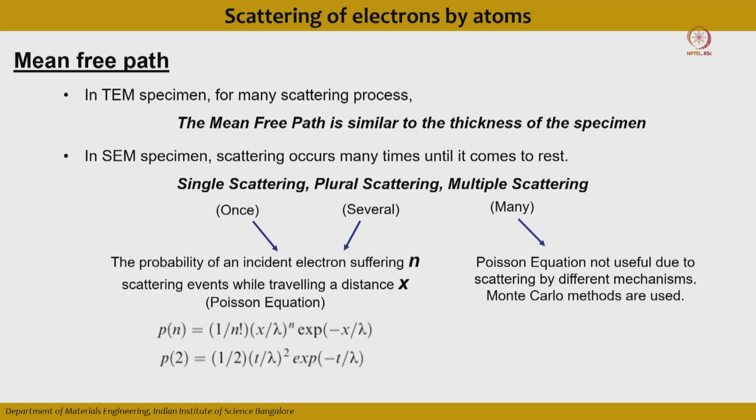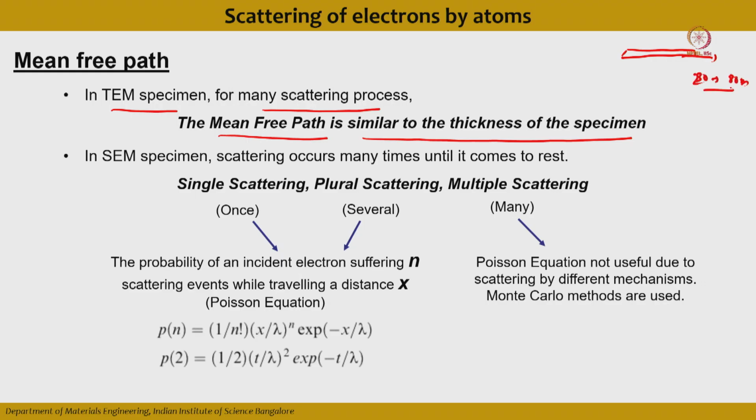scattering events. A little bit more about mean free path. It is different for TEM and SEM specimens. In TEM specimens, for many scattering processes, the mean free path is similar to the thickness of the specimen, because TEM samples are electron transparent and the thickness ranges from 20 nanometers to 80 nanometers.